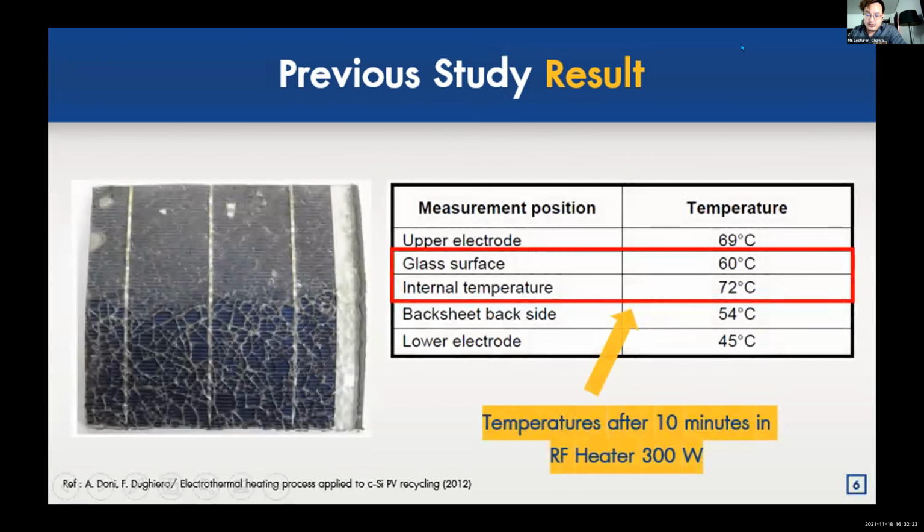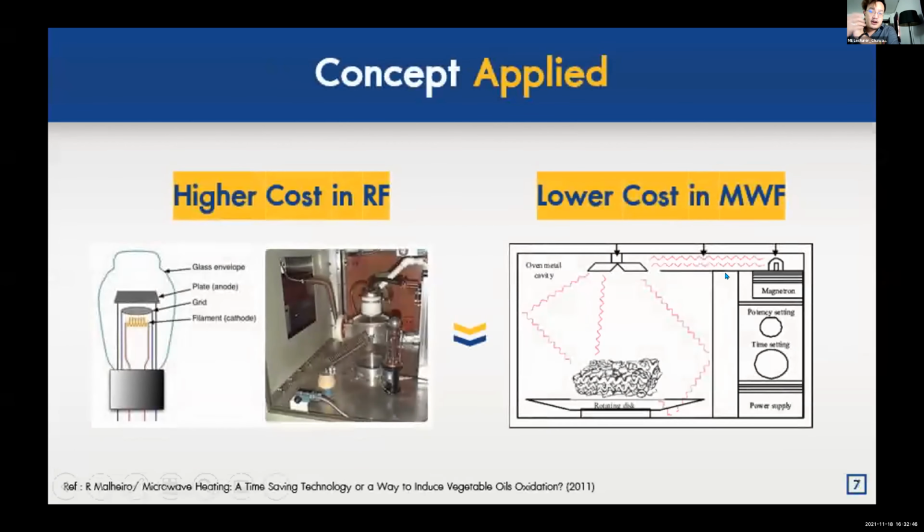And this is the result from Donis in 2012. They applied radio frequency to the solar panel, heated it up, and then checked whether they could remove the tempered glass from the PV panel or not. So according to that concept, we tried to check the economic analysis. Is it possible to make it at factory size?